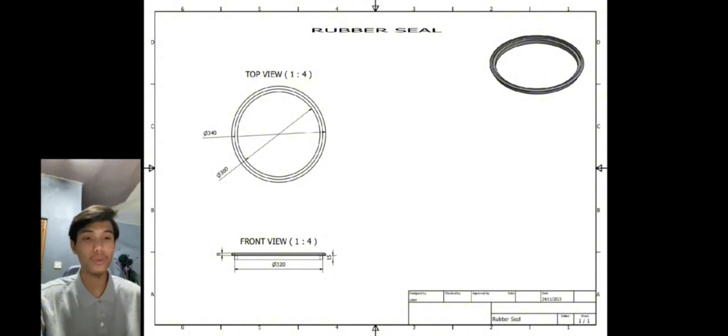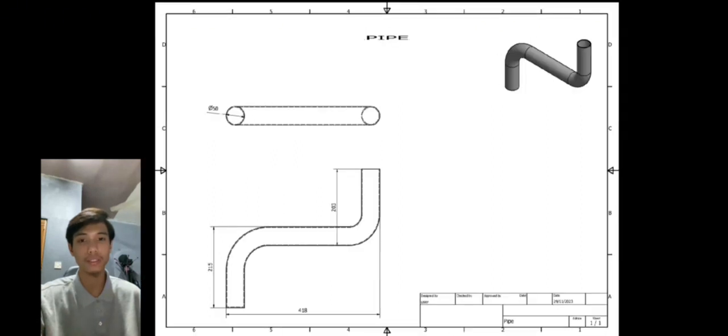From the front view, you can see it has two heights. The first height is 15 millimeters and the second height is 8 millimeters. And if you total it, you will get 23 millimeters overall of height. So the rubber seal function is to ensure that the door can be closed tightly and also to ensure that no water comes out through the door during operations.